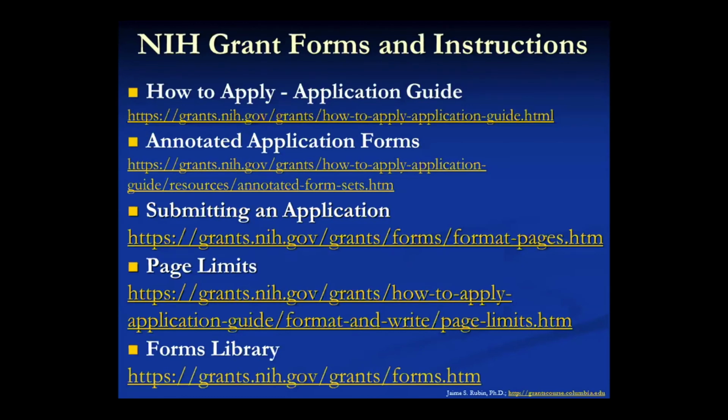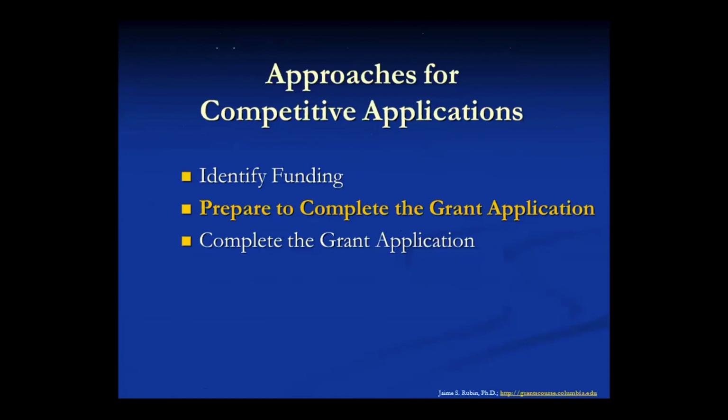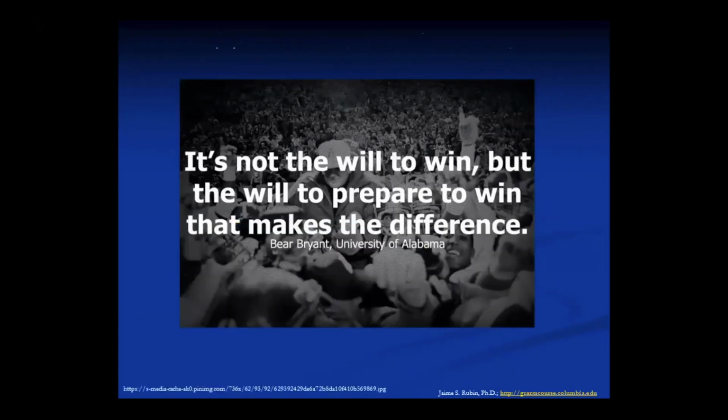And there are lots of good URLs that link to all of the information that I've discussed. So finally, the last section is sort of an overall view of how to take all the information that I just presented and address it. You've identified the funding opportunity: it's an NIH R01 grant application. I think that many times people just start writing. I would say hold up a little bit and begin to prepare. It's not the will to win, but the will to prepare to win that makes the difference.